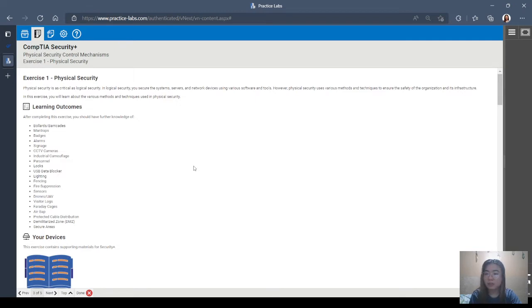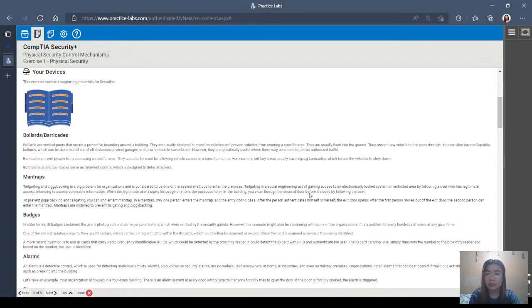Learning outcome. After completing this exercise, you should have further knowledge of bollards or barricades, man traps, badges, alarms, signage, CCTV cameras, industrial camouflage, personnel, locks, USB data blocker, lighting, fencing, suppression, sensors, drones or UAV, visitor logs, Faraday cages, air gap, protected cable distribution, demilitarized zone, secure areas, and your devices.